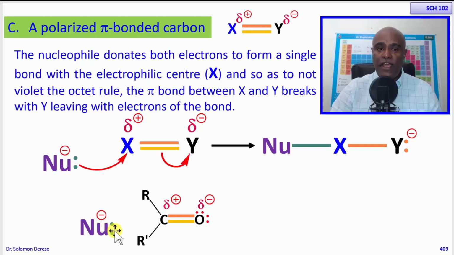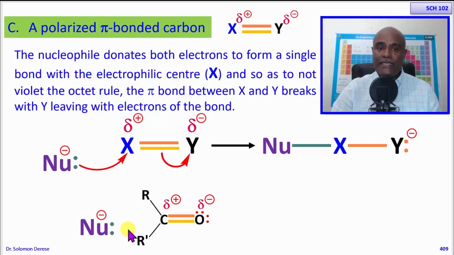So when this nucleophile forms a bond with this, what's going to happen? When this nucleophile forms a bond with it, so as to not violate the octet of the carbon, this bond breaks. Let's look at this carbon before it was attacked. You see this carbon has got how many bonds? 1, 2, 3, 4 bonds. 8 electrons. Octet of electrons.